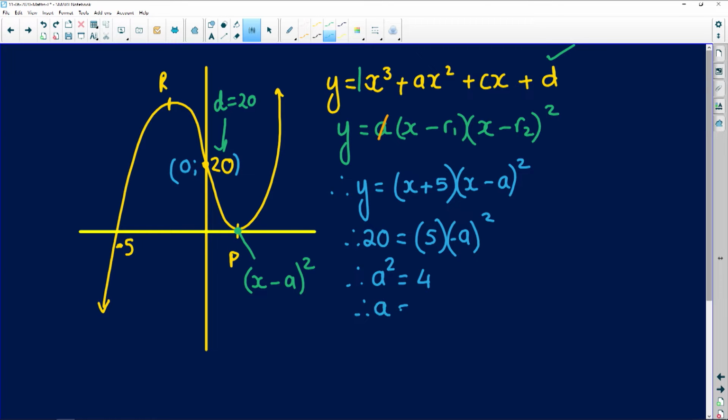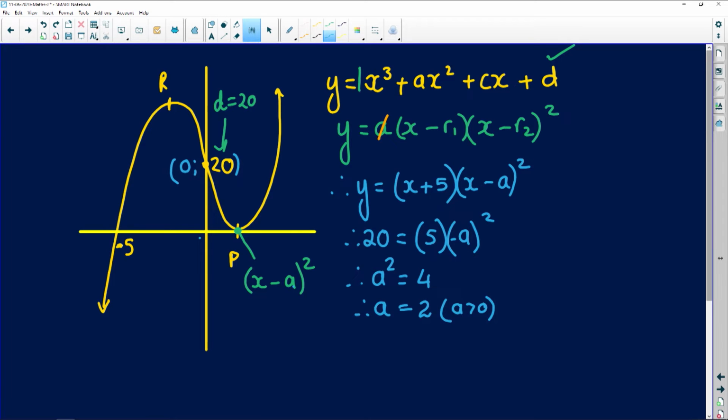And therefore a, now be careful, look at where a is. It's on the positive side. So usually I would say plus or minus 2. I'm only going to work with a positive 2 because a is positive where it's located on my graph. Now I go back. Remember, there was a b, and a c variable. We didn't use that form. That's called the standard form. We used the root form of the cubic to get to the standard form. So we put the 2 in there. And finally, we have y is equal to x plus 5, x minus 2 all squared.